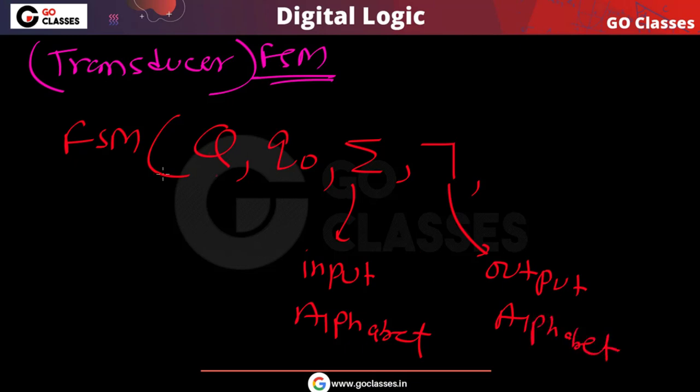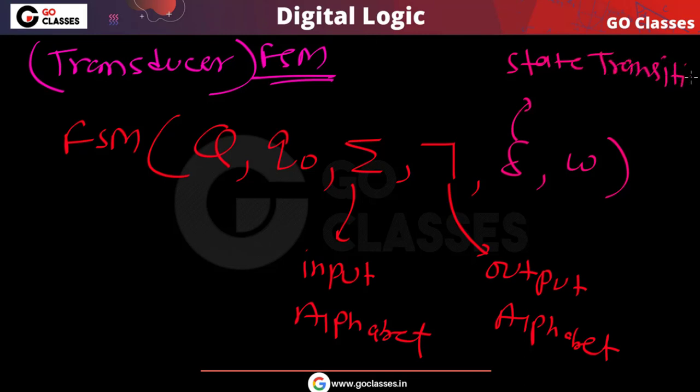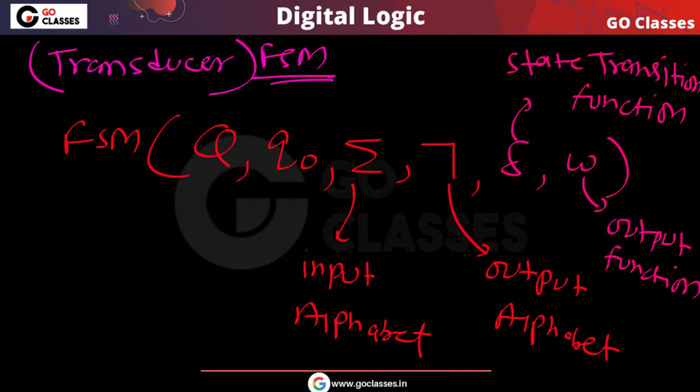Okay, so you can notice, we have a set of states, an initial state, an input alphabet and an output alphabet. And also there is a transition function and there is something called an output function. So remember, this is the state transition function, how to go from one state to another, and this is the output function.